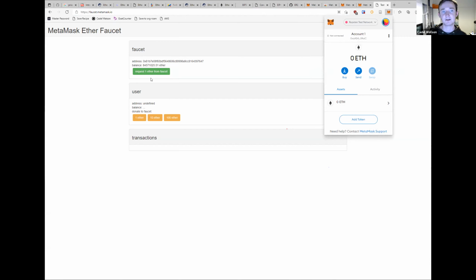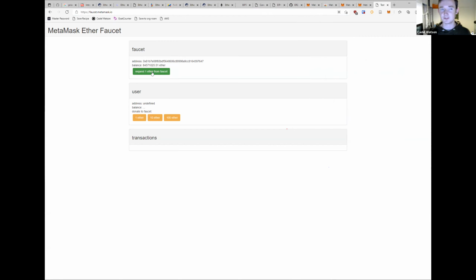And then if I click this button here, request 1 Ether from Faucet, I'm essentially asking Metamask to send me 1 test Ethereum. So I'll do that. If you click it, you'll get this little pop-up. Can you guys see a pop-up on my screen or not? Yeah. I'm just going to change my share so it's the whole screen.